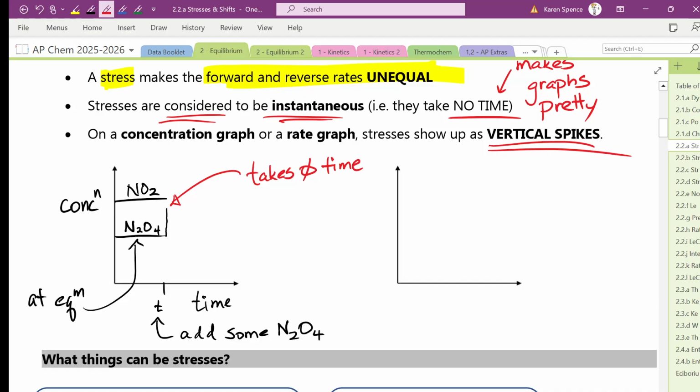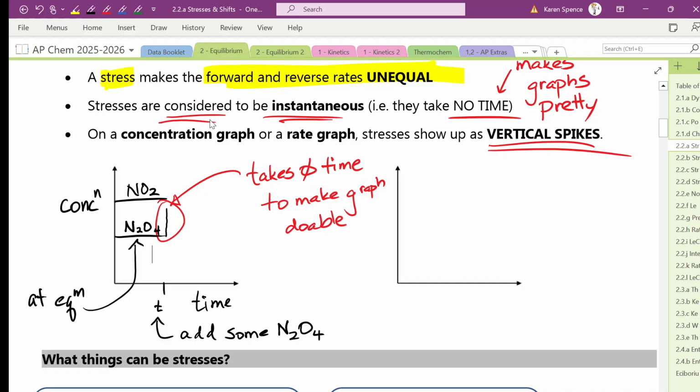Okay, we're making an assumption here, Tony. Can you just work with me on this? It's instantaneous to make the graph pretty. In fact, not just to make it pretty, to make it doable. It's ugly and it's not fun to graph if you try and make things realistic. So we're not going to try and be realistic. We're just going to be like, there we go. That was our increase in the concentration of N2O4, and it took no time at all.